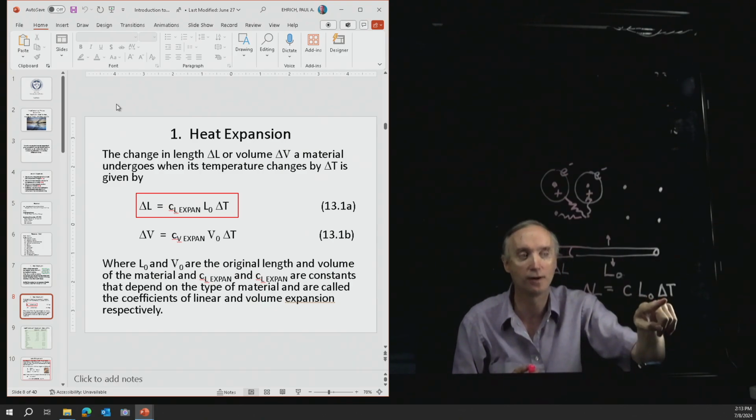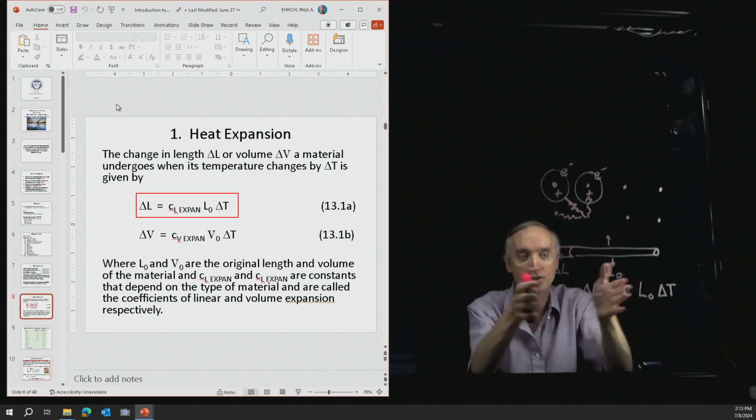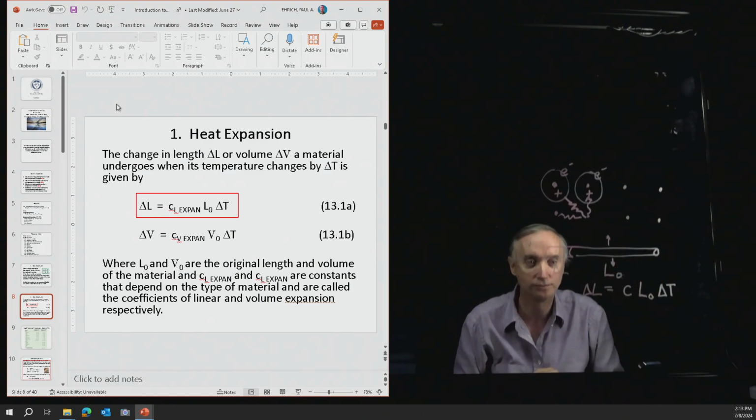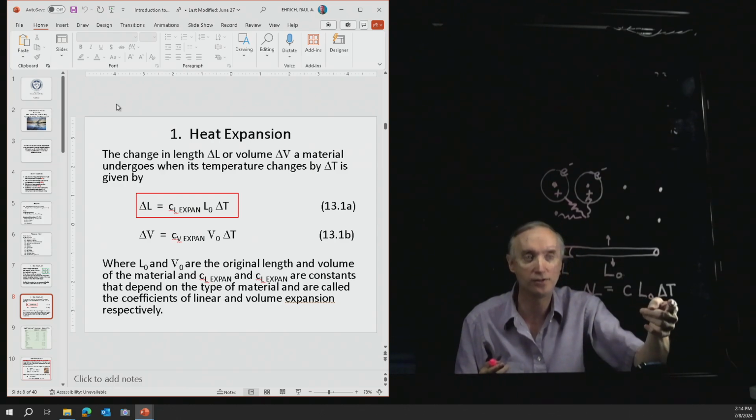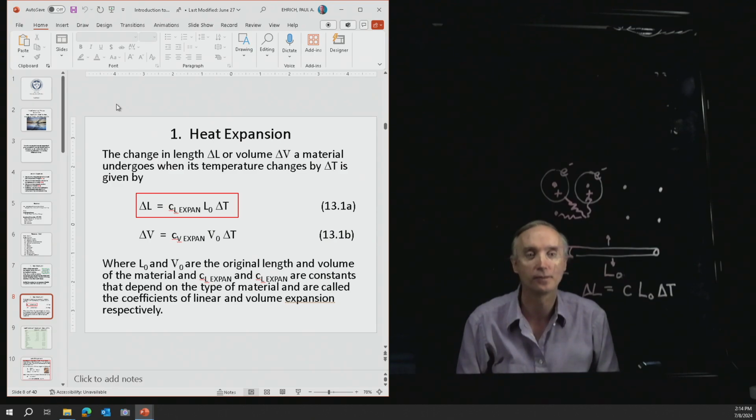Well, 0 times anything is 0, so therefore the change in the length of the rod would be 0. I think you could have guessed that. But it's nice to know that the formula works as the change in temperature goes to 0.